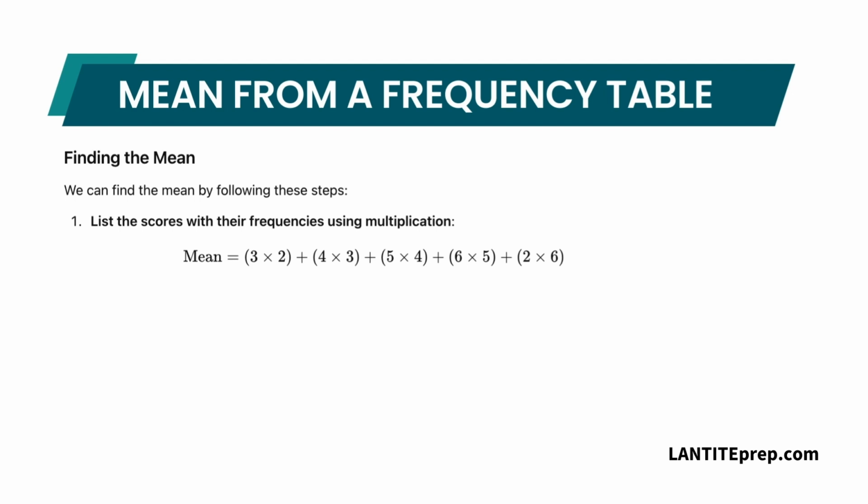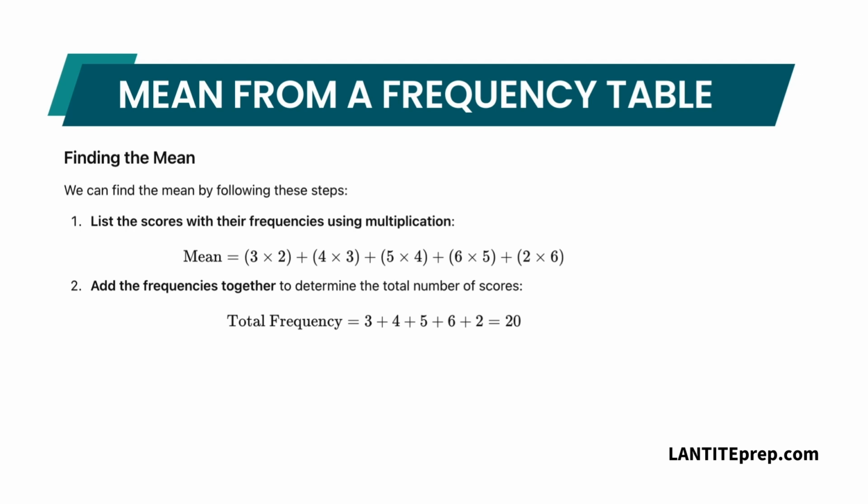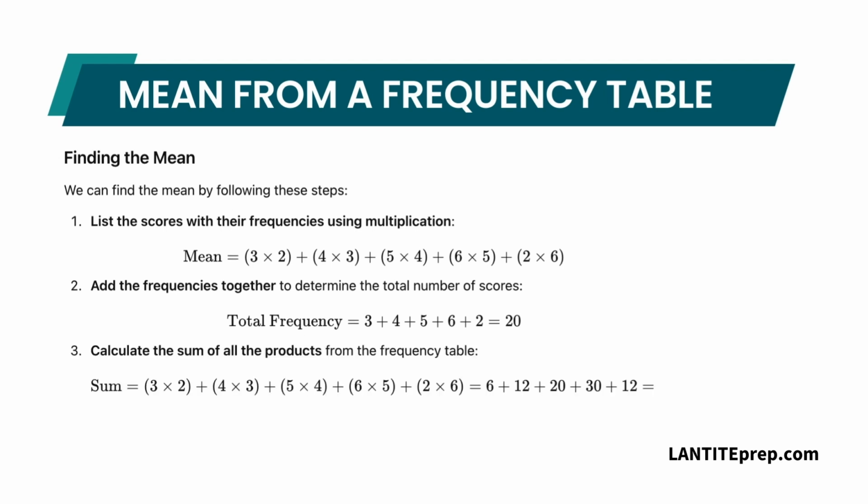In step 2, we'll add the frequencies together to determine the total number of scores. Here we calculate a total frequency of 20. Next, we'll calculate the sum of all the products from the frequency table, as shown. And finally, we'll divide the sum by the total frequency to find the mean, which in this example comes to 4.